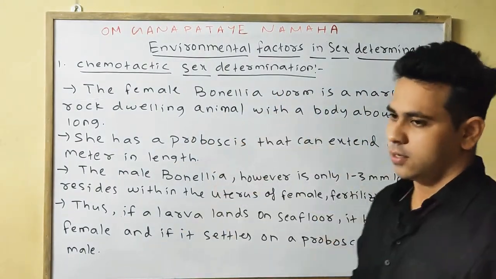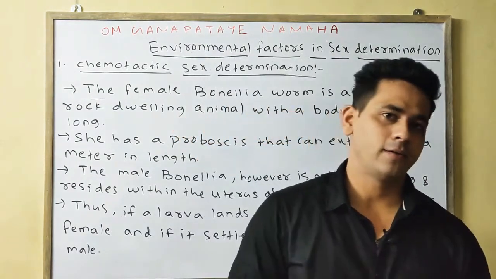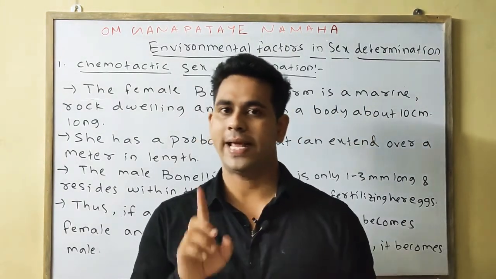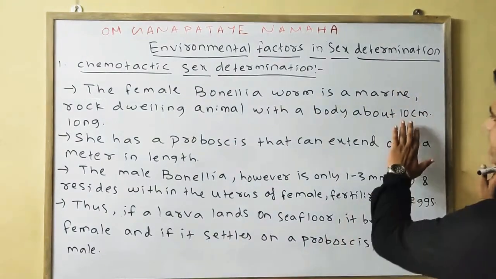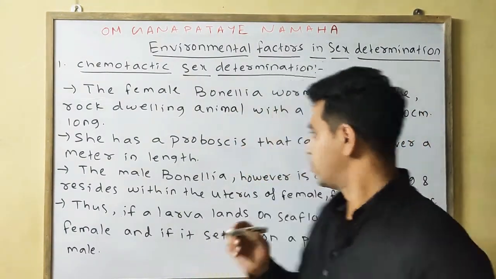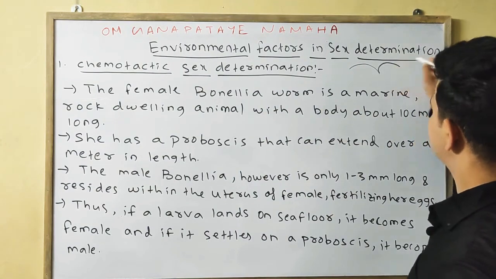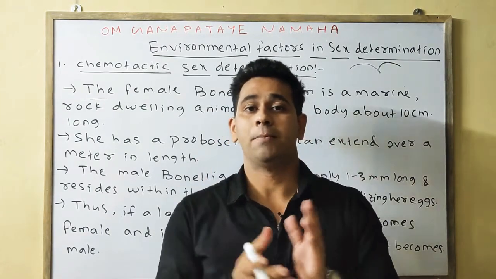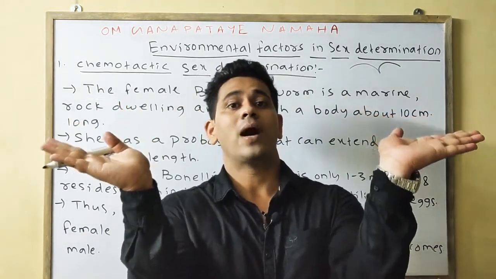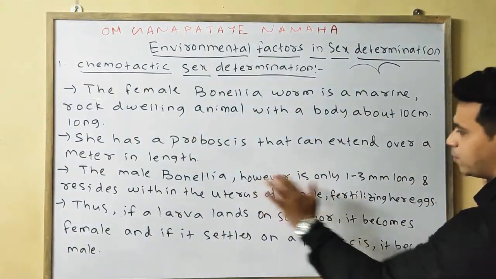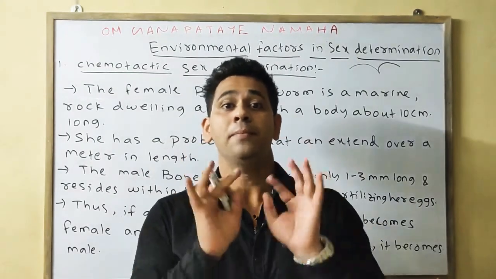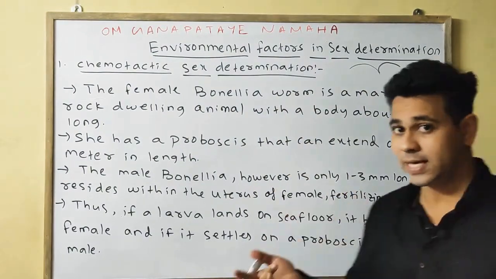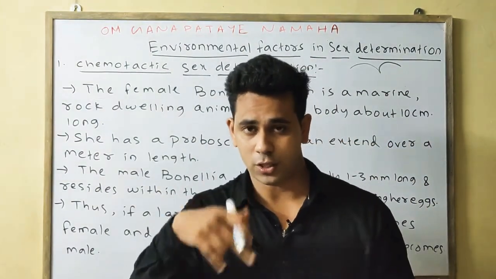As I've said earlier, the female Bonellia are marine rock dwelling, with a body about 10 cm long. She has a proboscis which can extend about 1 meter long. Whereas the male Bonellia is only 1 to 3 millimeter long, and resides, as I have said earlier, inside the uterus of the female.